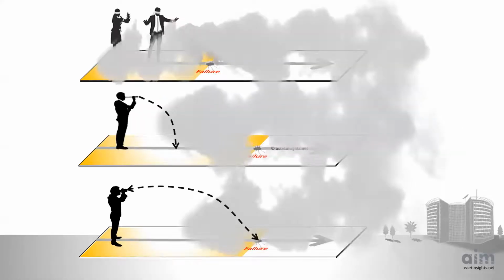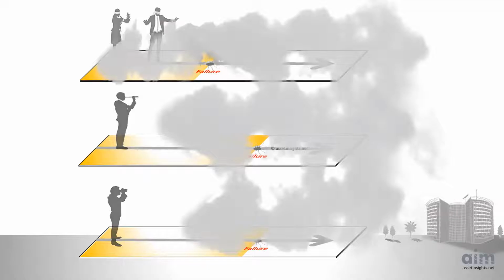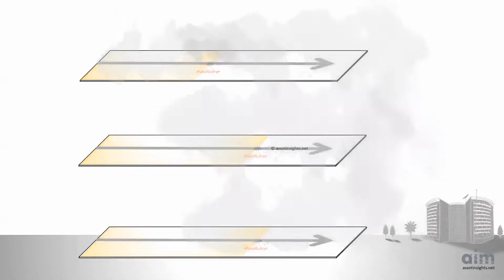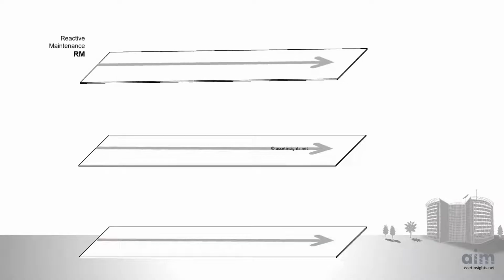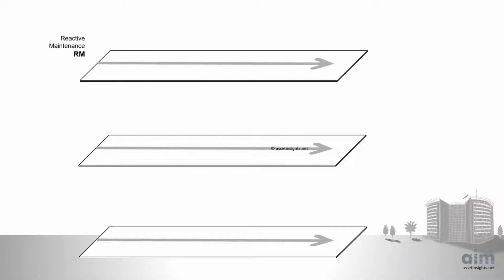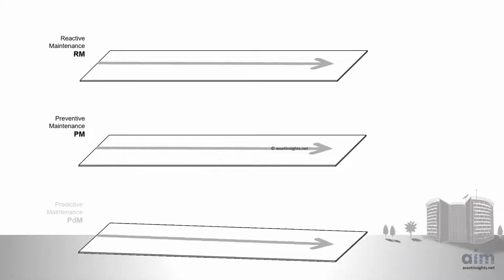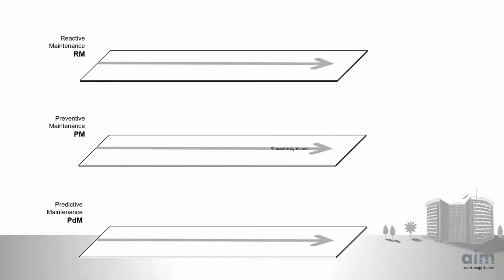What are the three maintenance strategies that are commonly used to manage assets, and how do they differ? The first is referred to as reactive or corrective maintenance. The second is known as preventive maintenance, and the third is predictive maintenance. Let's take a look at how they differ.